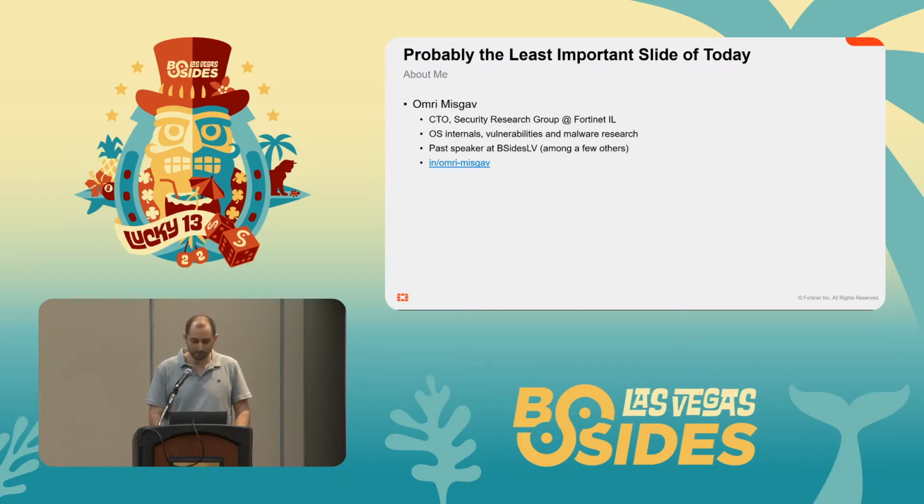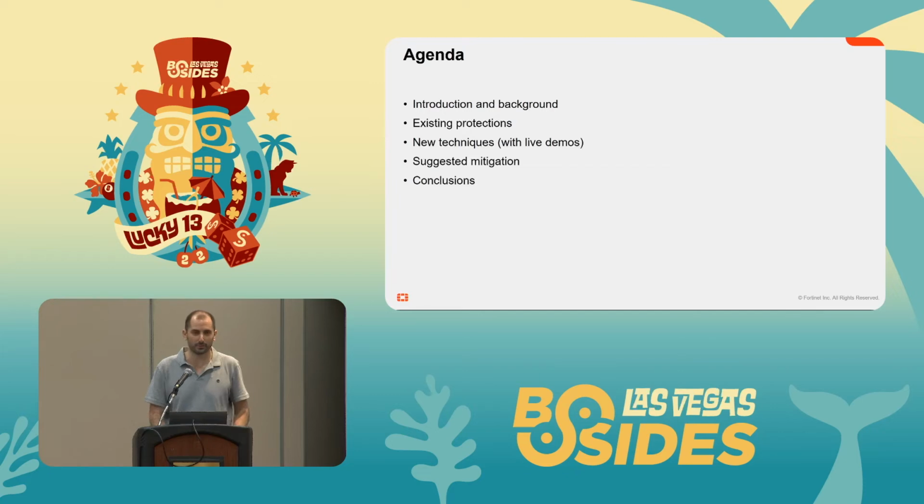What we're going to talk about today is a bit of background and introduction about driver signing enforcement, a bit how it's being protected on Windows, and a couple of new techniques that we found in order to bypass those new protections. Hopefully we'll show the live demos and everything will work without a hitch. Then we'll talk about some suggestions that we have in order to prevent that, and we'll give you a quick summary of everything we covered.